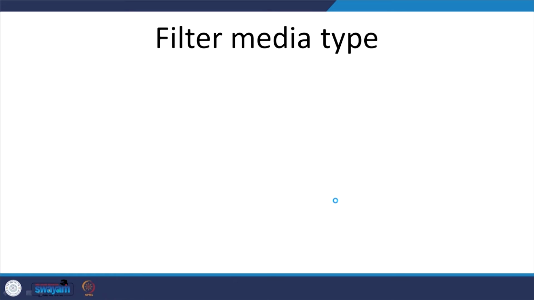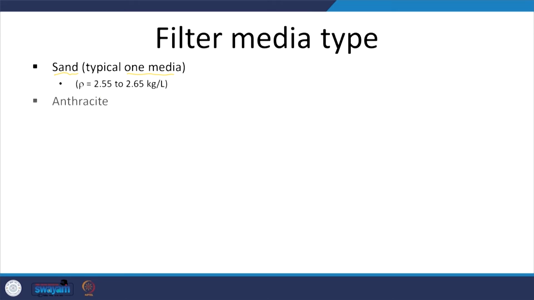So, filter media type: sand is the most widely used. First, it is inert and it is typically used when you are using only one media, with a density of 2.5 kilograms per liter. If it is dual media, you are going to use anthracite above sand, relatively less dense, typically added with sand, as I mentioned, in the dual media filter.